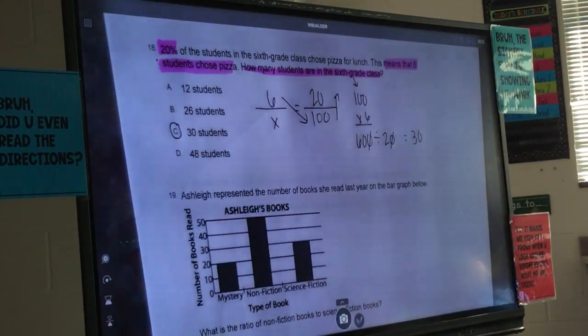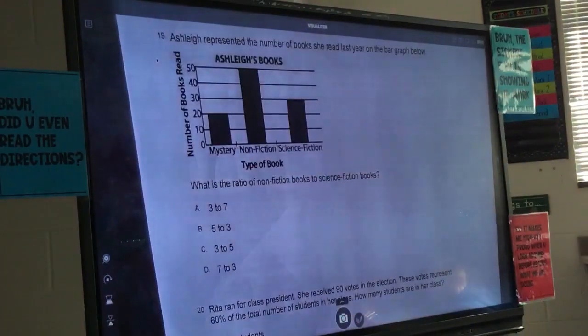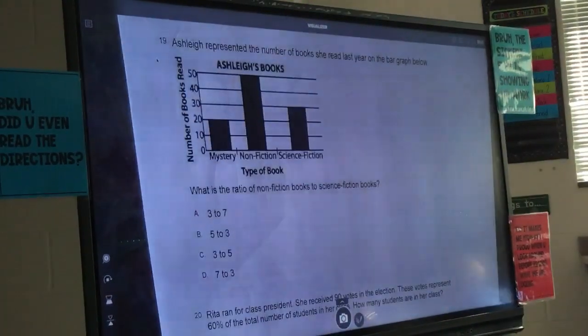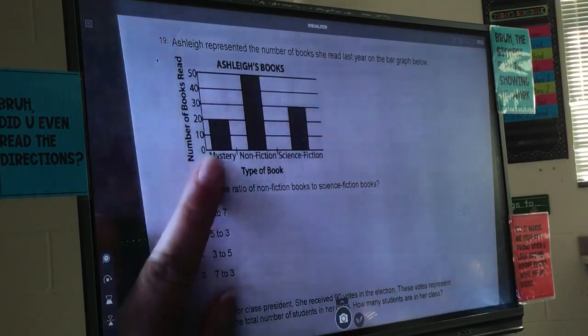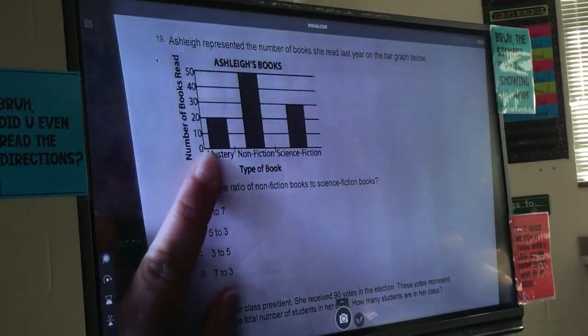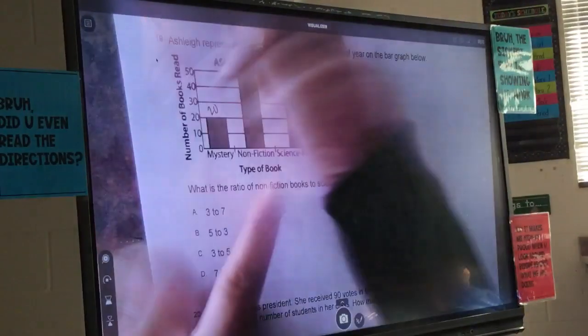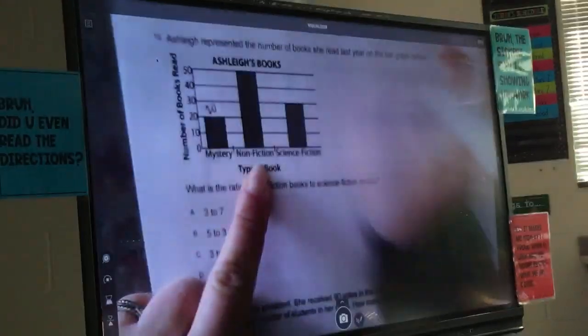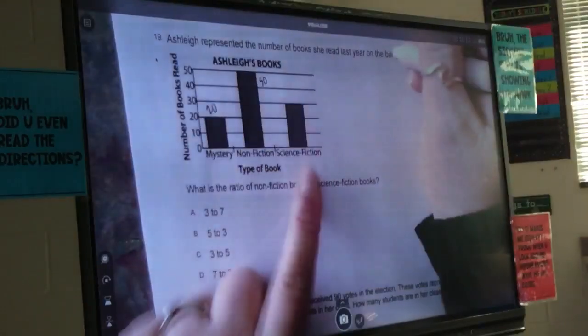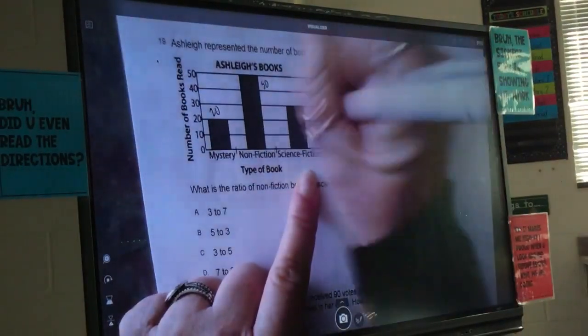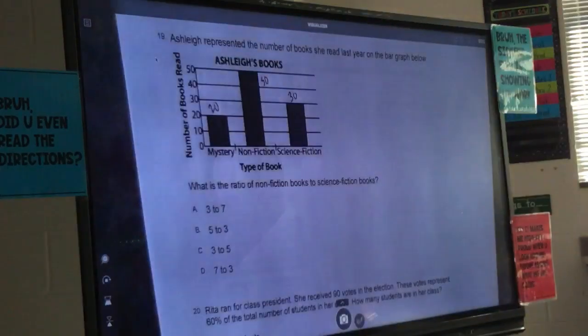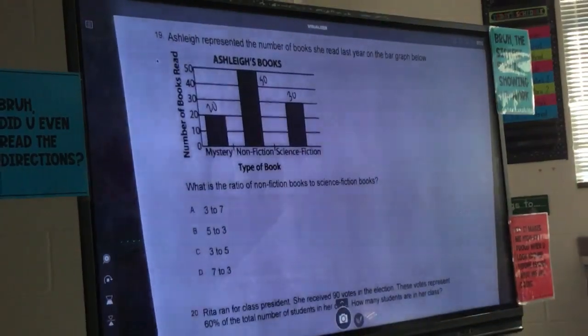Good. All right. Let's look at number 19. I know this is a ratio question, but I just want to make sure that everybody understands how to use a graph to still solve ratios. So it says Ashley represented the number of books she read last year on the bar graph. So you have mysteries. How many did she read, Isaac? 20. You have nonfiction. How many did she read, Samantha? 50. And science fiction, how many did she read, Blake? 30. All right, it says, what is the ratio of nonfiction books to science fiction books?